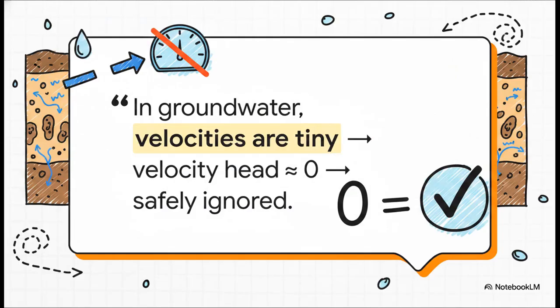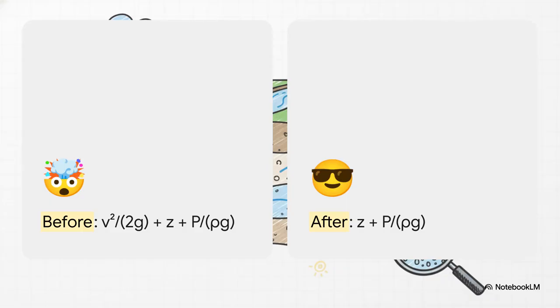But here is your collective sigh of relief. As our source material points out, in groundwater, velocities are tiny. The water is moving so incredibly slowly as it just sort of creeps through tiny pores in the rock and dirt. Because of this, the velocity head is practically 0. So the absolute crucial takeaway here is that it can be safely ignored entirely. Just toss it out. And this brilliantly illustrates how we can simplify things.